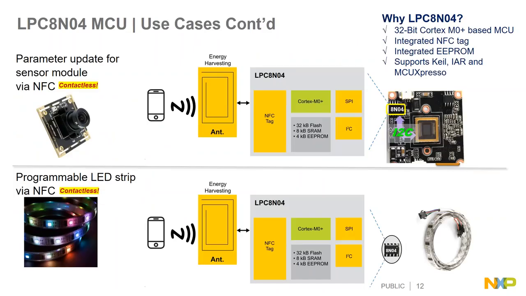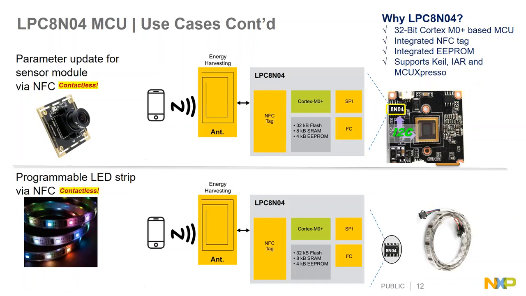Now, again, just 2 examples, 2 use cases that we have seen in the field: how we are able to update parameters in a camera. In this case, we're able to update them via cell phone. Thanks to the NFC tag, we're able to do processing. We're able to save some of that information thanks to the flash, thanks to the EEPROM. We're able to process that information thanks to the SRAM. Of course, we also have serial connectivity, SPI, I2C.